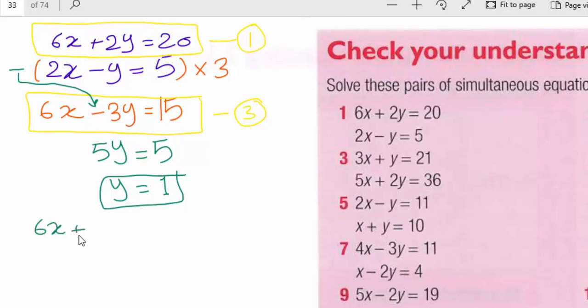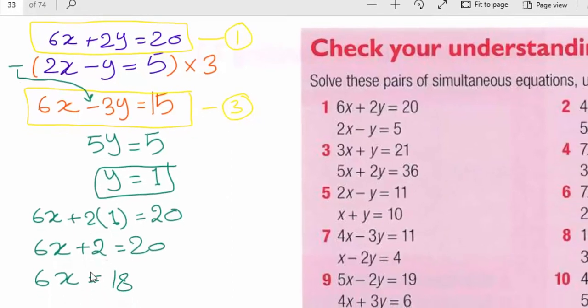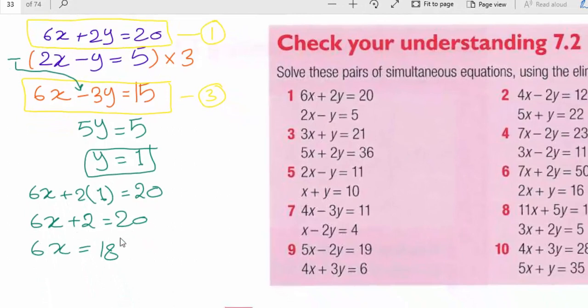6x plus 2 times y means 2 times 1 is equal to 20. Now simplified, 6x plus 2 is equal to 20. Now get rid of this 2. 6x is equal to 18 because we're going to say minus 2 for both sides.